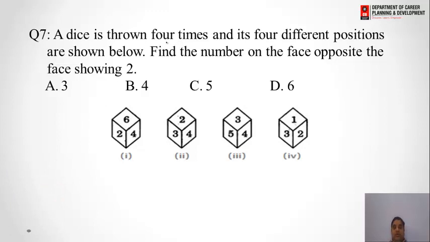A dice is thrown 4 times and its 4 different positions are shown below. Find the number on the face opposite to the face showing 2. Now what is opposite to 2? The adjacent of 2 is 3, 4 and 6. So 3, 4 and 6 cannot be the answer. Option number C, that is 5, is the right answer for this question.